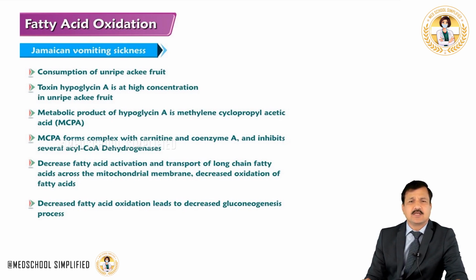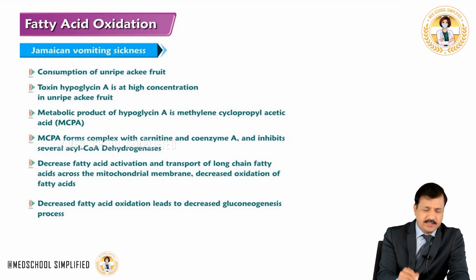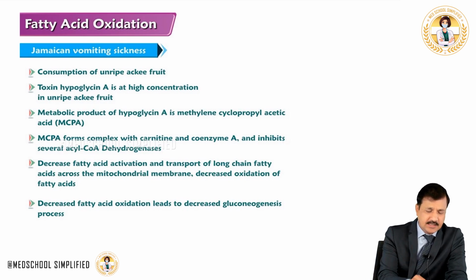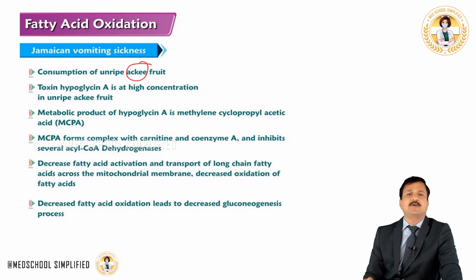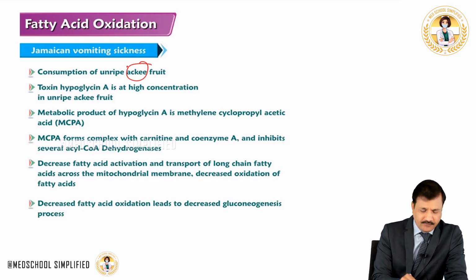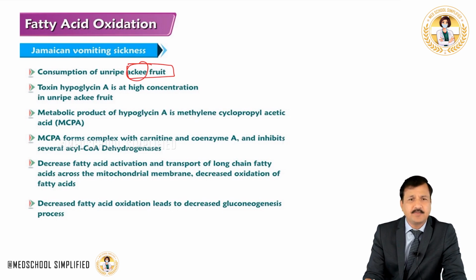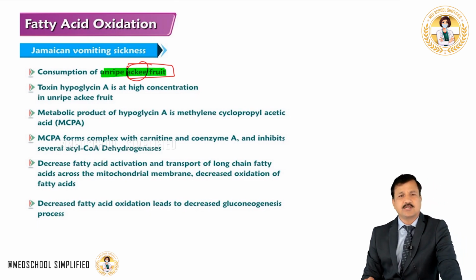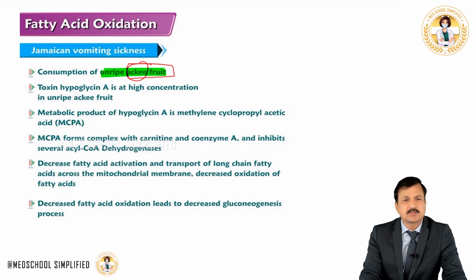As the name says, Jamaican vomiting sickness is commonly seen in Jamaica and other East Caribbean islands, and also in some parts of Africa. The reason for this is there is a tree called the ackee tree, and this tree bears a fruit called ackee fruit. The disease is caused by consumption of unripe ackee fruit. What is the reason for Jamaican vomiting sickness when a person consumes unripe ackee fruit?